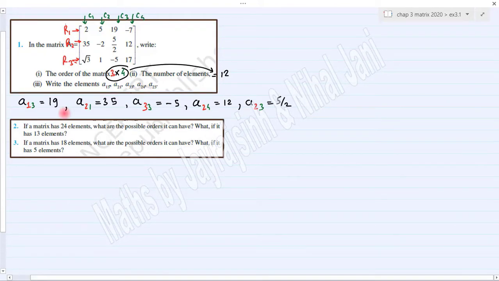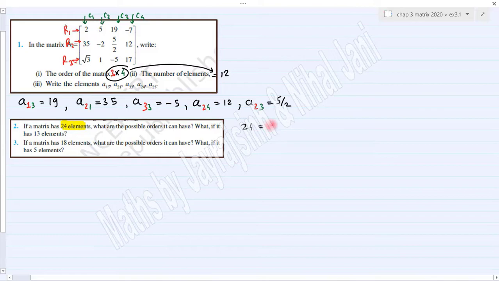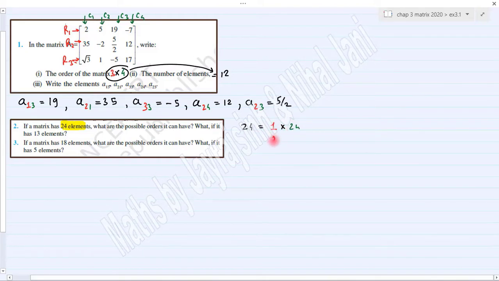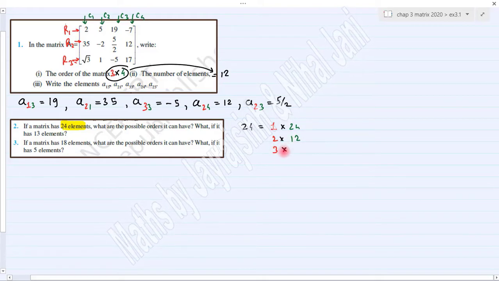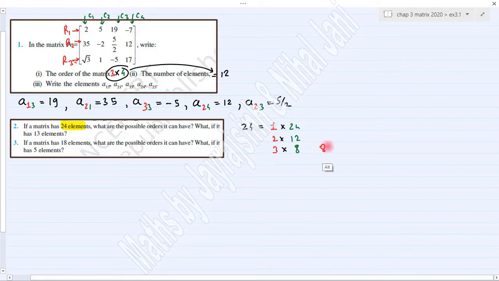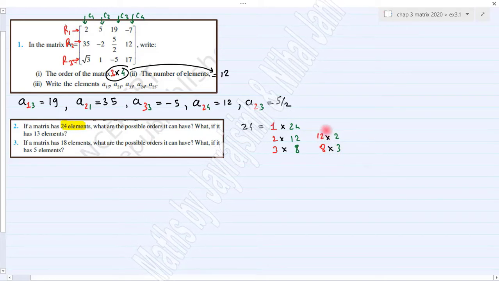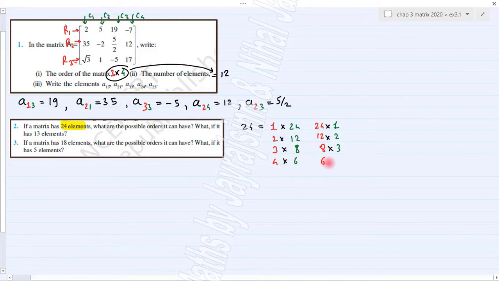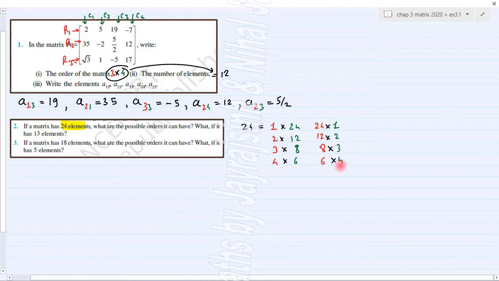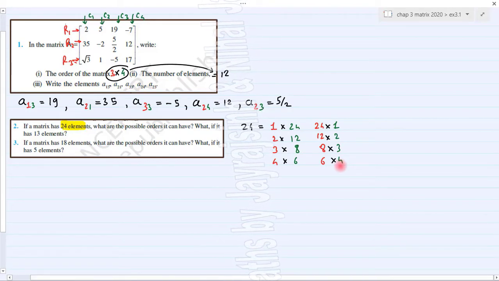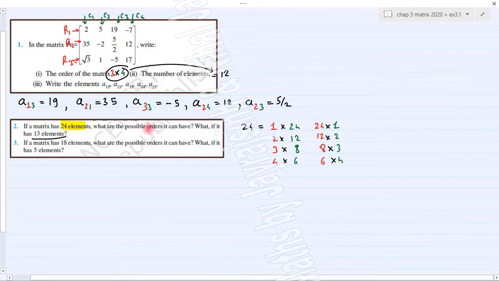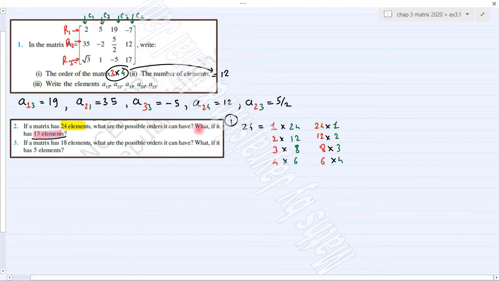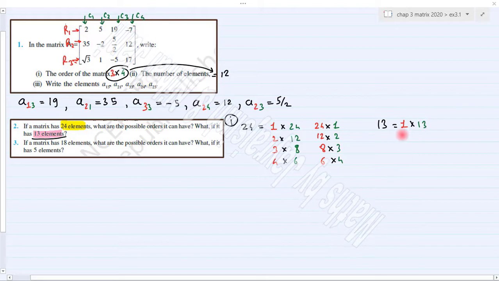If a matrix has 24 elements, what are the possible orders it can have? And for that, we have to find factors of 24. So we can say 24 can be factorized as 1 cross 24, then 2 cross 12, 3 cross 8. Now 8 cross 3, 12 cross 2, and 24 cross 1, 4 cross 6, and 6 cross 4. So these are the possible orders when a matrix has 24 elements. Similarly, if we have 13 elements, then we have to find the factors of 13, which are 1 cross 13 and 13 cross 1.